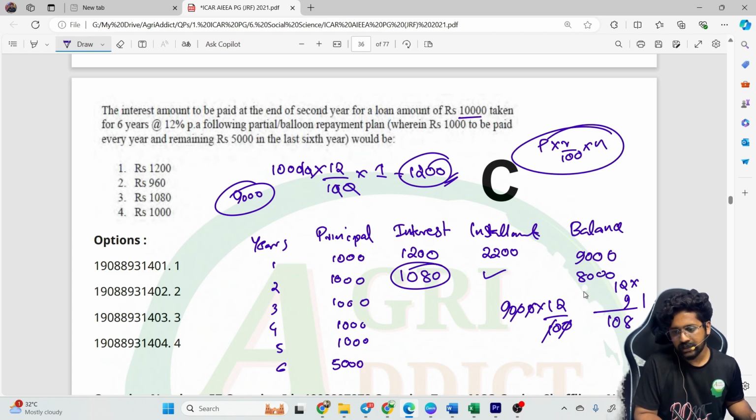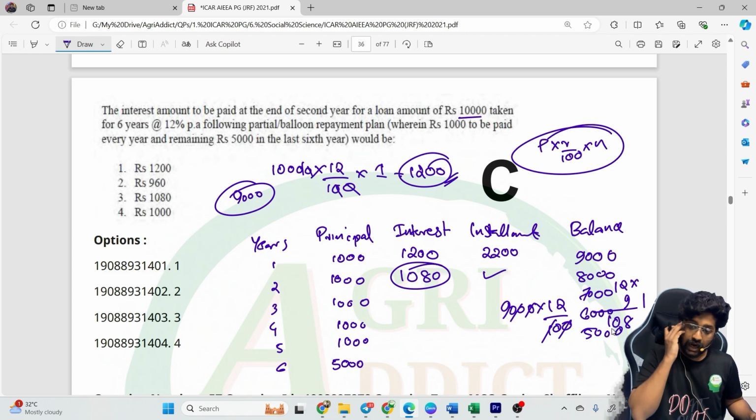Then in the third year the balance will be 7,000. The fourth year the balance will be 6,000. The fifth year the balance would be 5,000. So if you are asked to find the interest at the fourth year, you have to see how much principal amount has to be paid again, and that has to be considered.